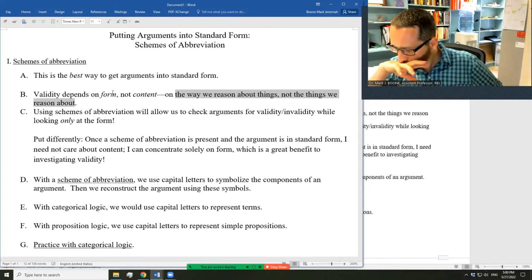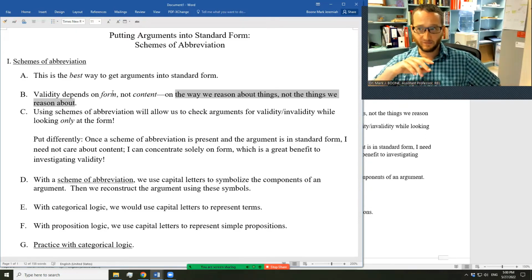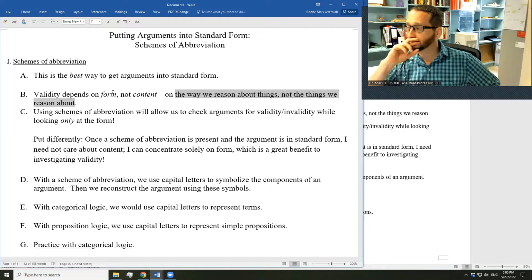Okay, so the best way to put an argument into standard form for purposes of categorical logic and statement logic is a scheme of abbreviation. Now, you might find this called something else. Translation guide. I've seen this called a translation guide. Scheme of abbreviation is the terminology I prefer.